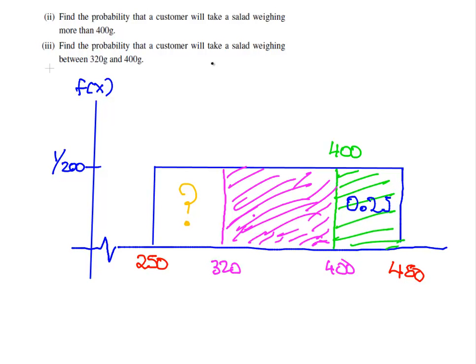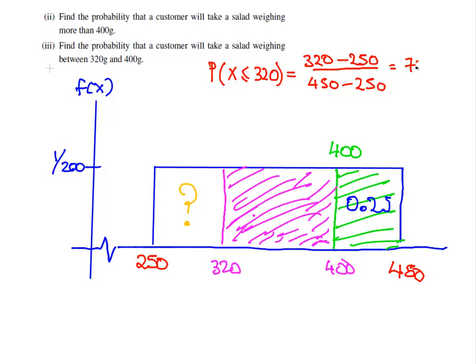That area we can compute as the probability of x less than 320, and that is equal to (320 minus 250) over (450 minus 250). That's equal to 70 divided by 200, and that's equal to 0.35. So this area over here is 0.35. Just as a remark, the three areas all have to add up to 1. So what is the probability of this area here?